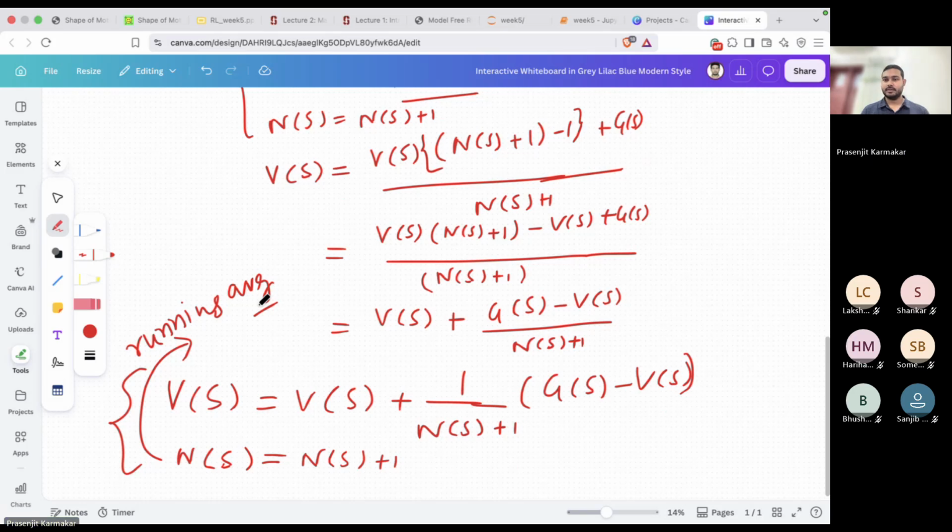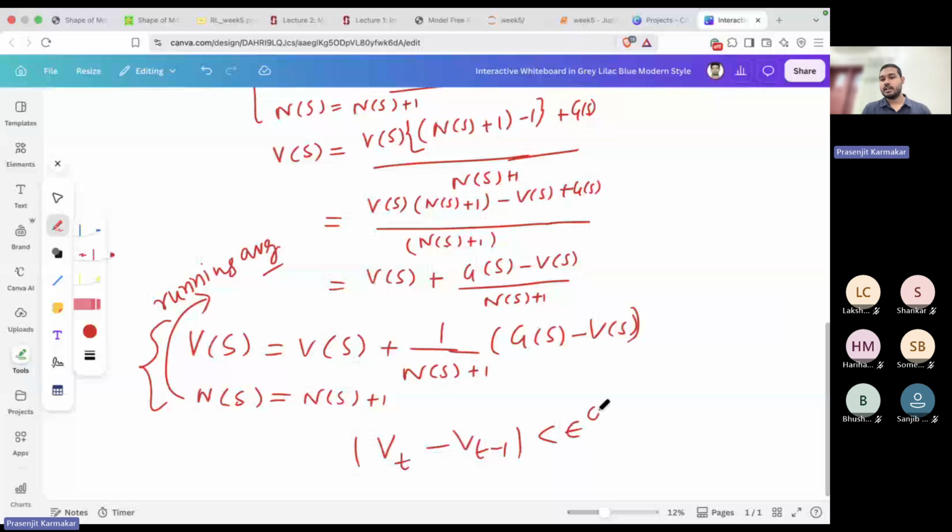So it has two benefits. One is you can check for optimality. You can check whether V_t minus V_{t-1} has a difference of, let's say, less than epsilon. After each trajectory, you want to check for optimality. When my value function is mostly converged, I can stop there. Earlier, it was not possible.